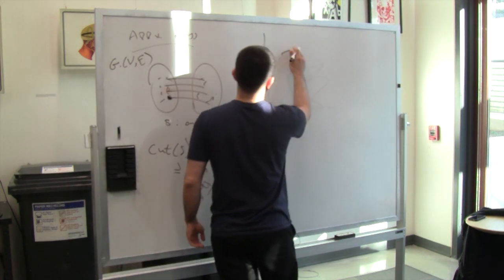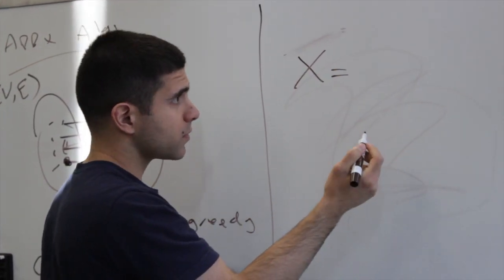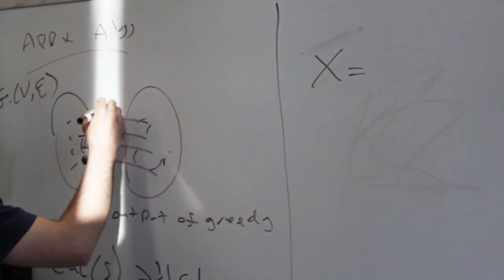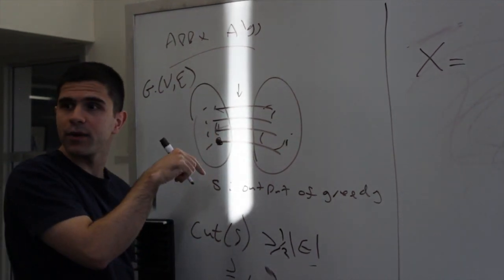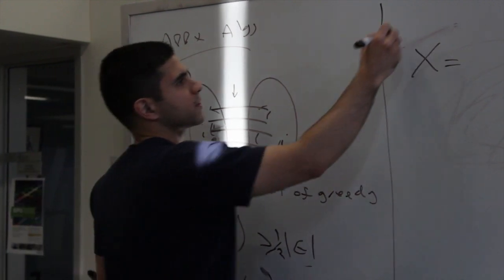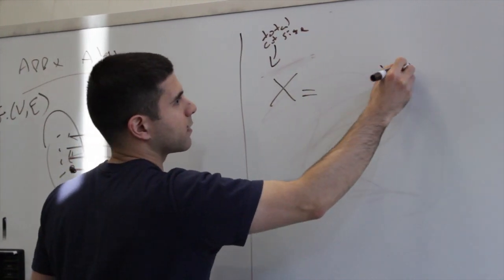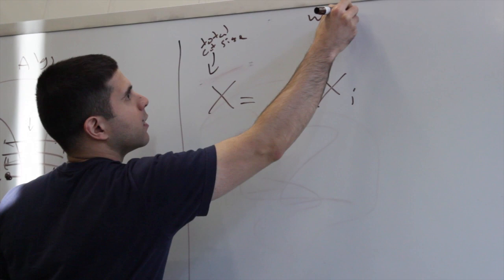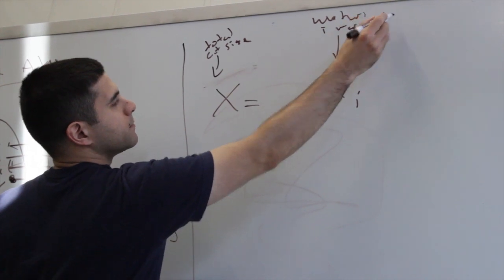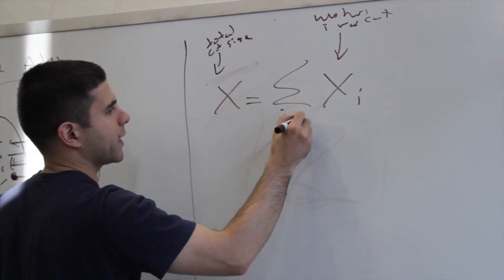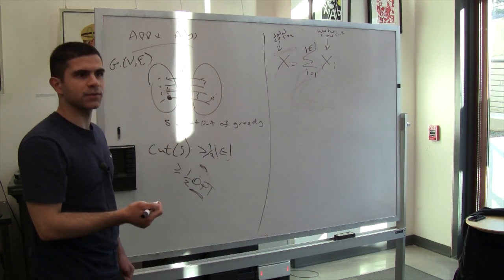And then I'm going to define a random variable x that is the size of the cut. And the size of the cut is just how many edges were cut. And I'm going to have a random variable for every edge indicating whether it was cut or not. So this is total cut size, and then x_i is whether edge i was cut. And these are all indicator random variables except for this guy. This guy counts the cut size. If I sum this over all edges, x is the random variable that is the cut size.